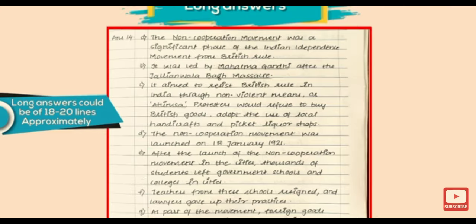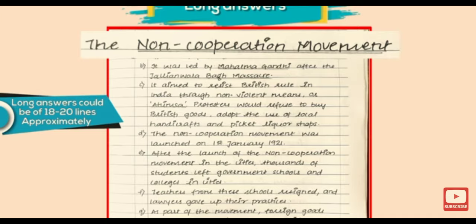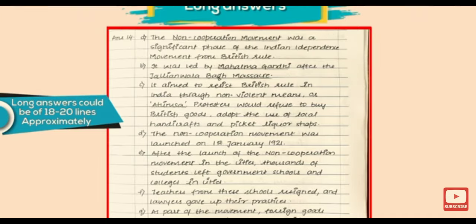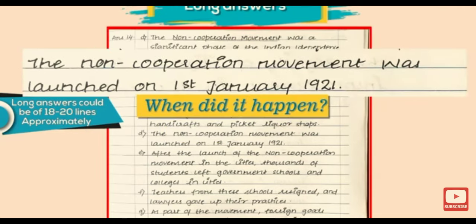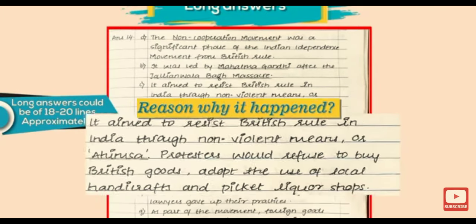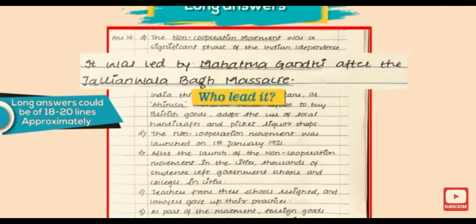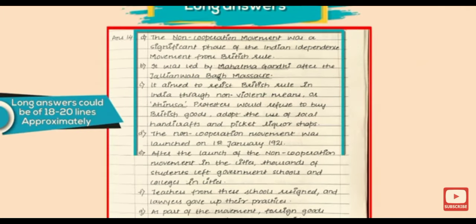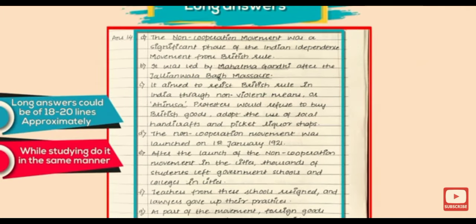Now, if the question says, write a note on the non-cooperation movement, then include all the relevant points like what it was, when it happened, the probable reasons why it happened, who led it, and what the outcomes were. Try to include everything in short. Even while studying, do it in the same manner. Learn everything related to that possible event.